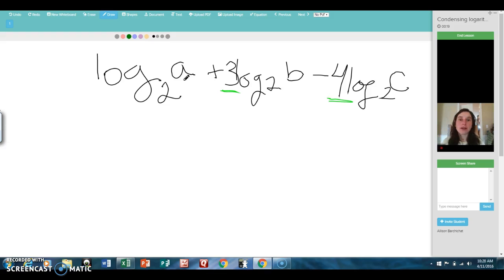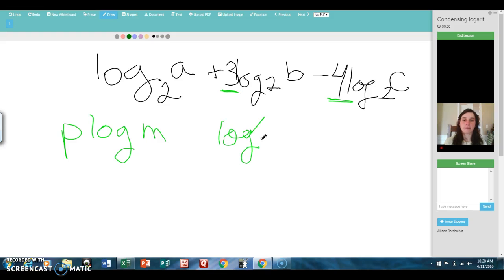We have a property of logs that says that if we have a number out in the front, like this, we can change it to be an exponent on the back. I like to call this the plog rule because it says plog. All right, so my first step is going to be to take care of that.